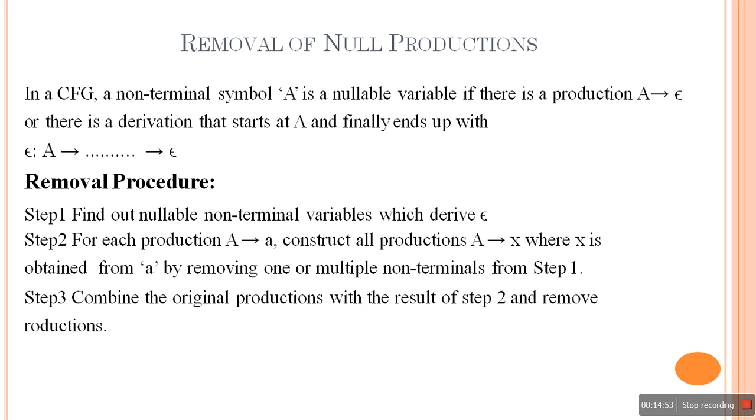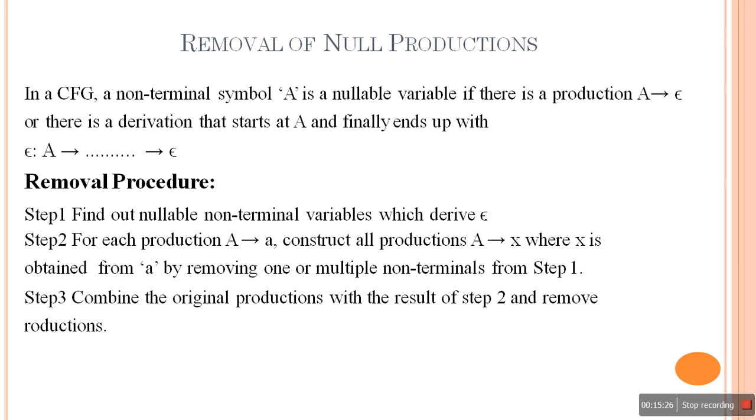Now the third step is removal of null productions in a context-free grammar. A non-terminal symbol A is a nullable variable if there is a production rule A → null, or there is a derivation that starts at A and finally ends up with null. If we are deriving some production rule and it yields null in the end, then it is a nullable variable and we can remove that from the production set.